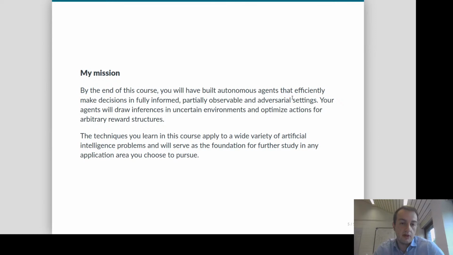So my mission really in this course, I could summarize in the following way. By the end of this course, I hope that you will be able to build autonomous agents or understand how they work, autonomous agents that efficiently make decisions in fully informed, partially observable, and adversarial settings. So don't worry if you don't understand the words I'm saying, we will describe that today. Your agents will draw inferences in uncertain environments and optimize actions for arbitrary reward structures.